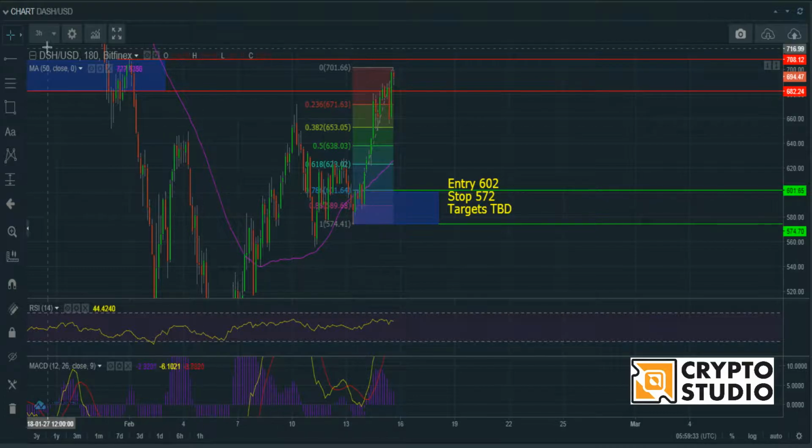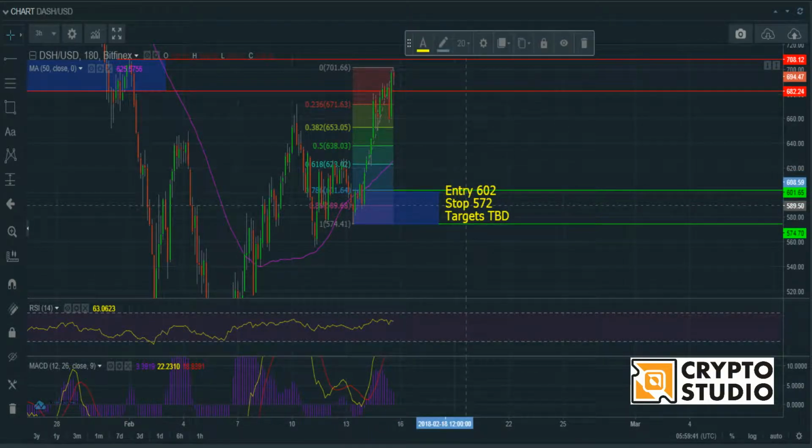Now this comes from the 3-hour chart, so this is a swing trade. It can be taken overnight. It can last a couple days, a few days, even a week or two. So that's what I'm going to be looking for on Dash in this area, and that's what we have. So we have a few pretty nice setups.